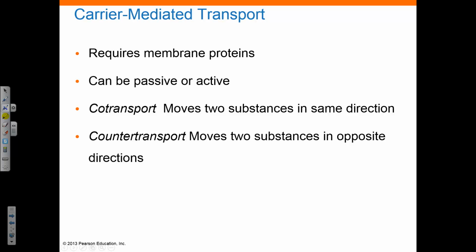In co-transport, two substances are moved across the membrane at the same time and in the same direction. So co-transport, two substances, both going in the same direction. With counter-transport, on the other hand, two substances are again moved across the membrane, but this time in opposite directions. In other words, one gets in and one gets out. Also, substances can be moved one at a time by carrier proteins.